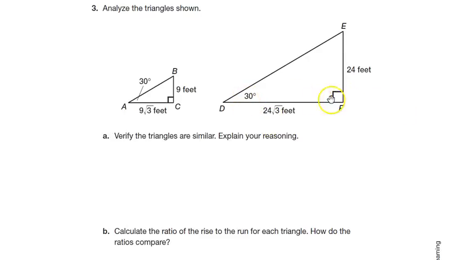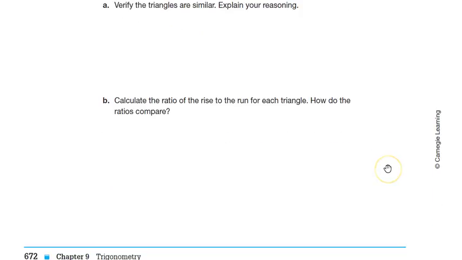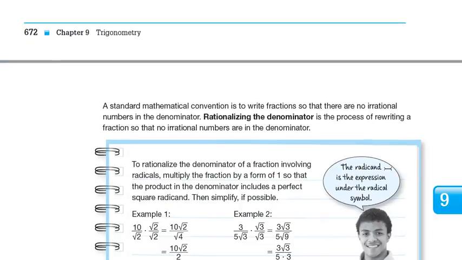Now it does say, are the triangles similar in this problem? Well, I want you to notice you have a right angle and a 30 degree angle. So there was a similarity theorem, right? Angle-angle similarity, that you should be able to use to say that they are similar.